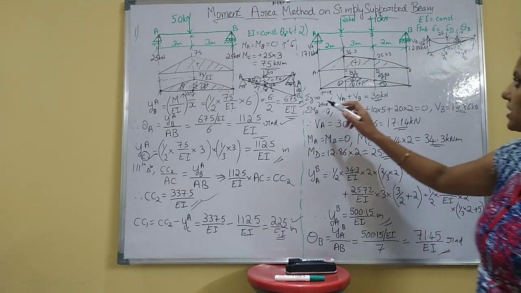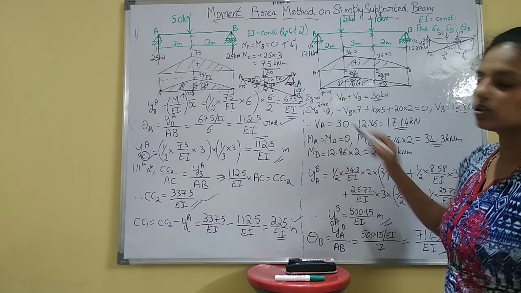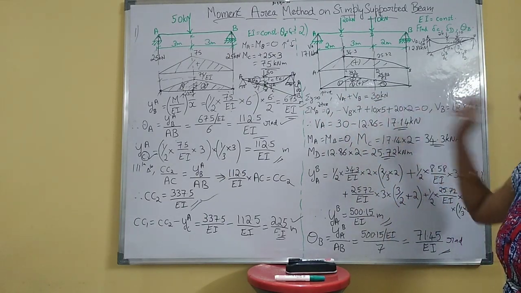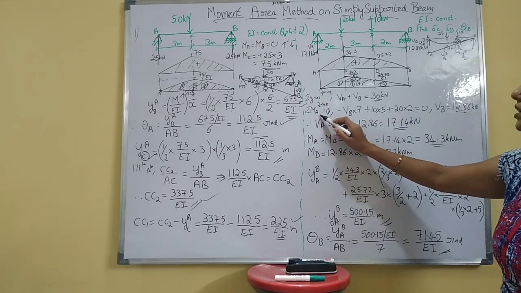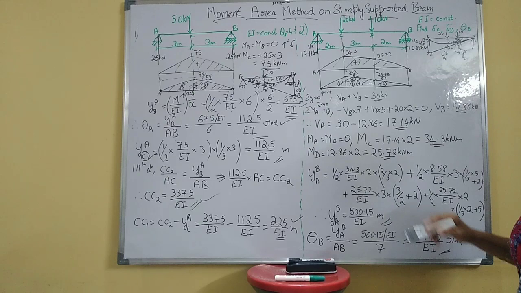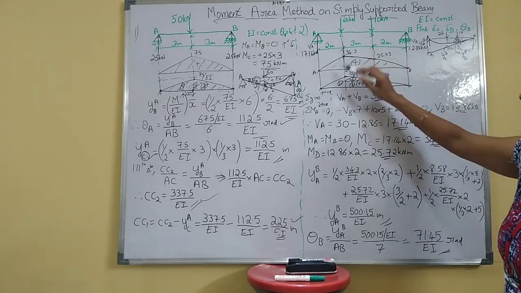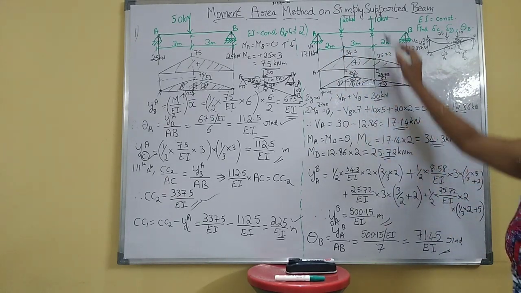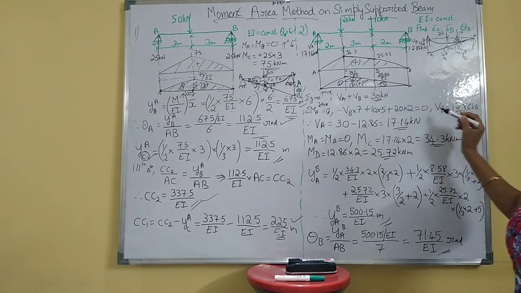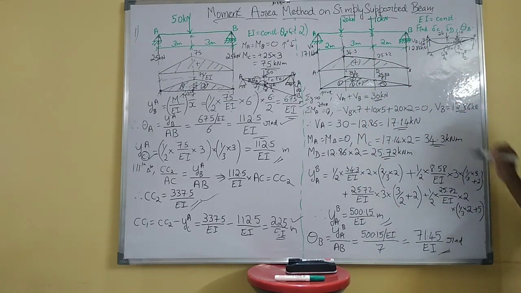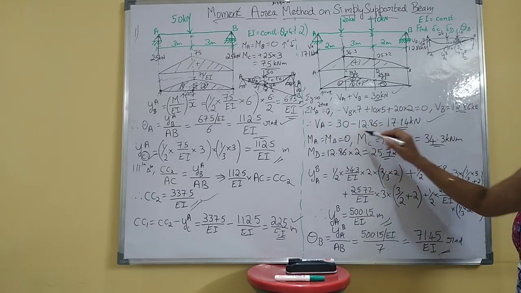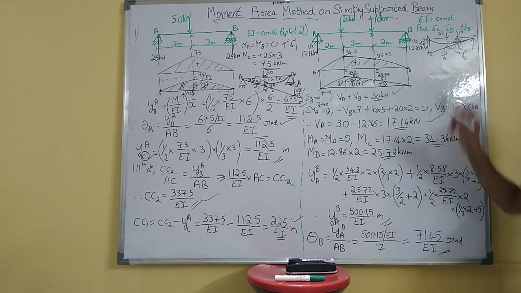First step, find out summation Y equal to 0, upward as positive, find out the reaction VA plus VB equal to 30 kilonewton. Summation moment at A is equal to 0, clockwise as positive. So you have minus VB into total distance 7 plus clockwise 10 into 5 plus 20 into 2 equal to 0. Calculate, get the value of VB. Then substitute here, get the value of VA. 30 minus 12.86, you will get VA and VB.